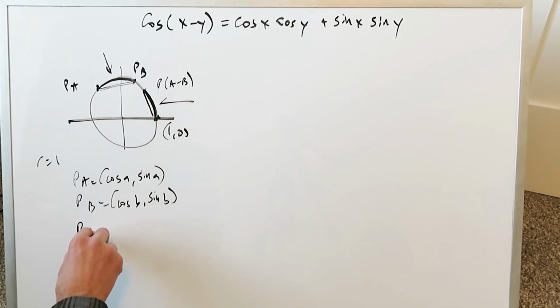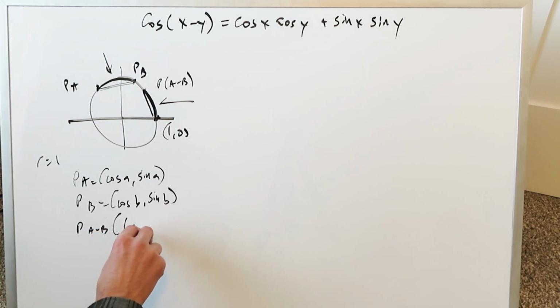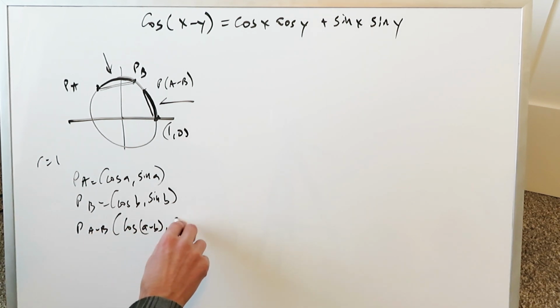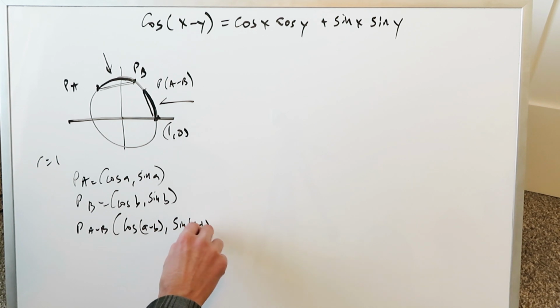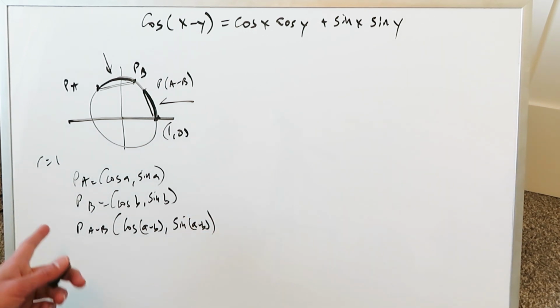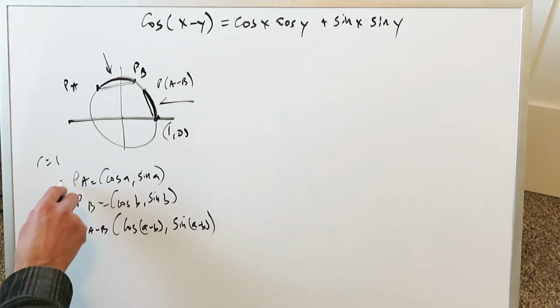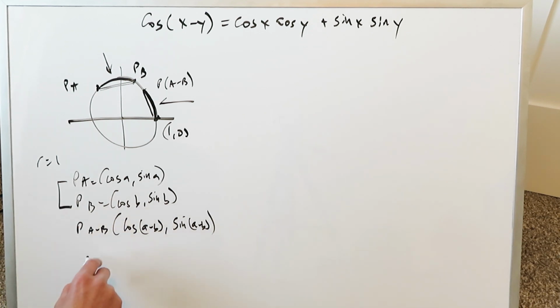What's point A minus B? It's going to be cosine of A minus B, comma, sine of A minus B. You're seeing how all of these points are coming out? It's not too hard. If you look at the distance of the chord from here, it should equal the distance of the chord from these two.